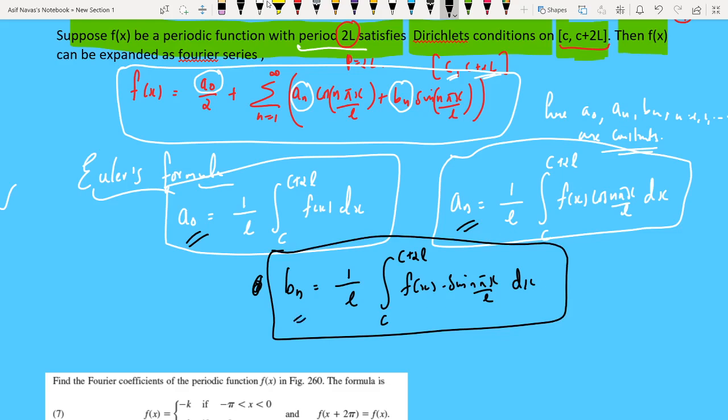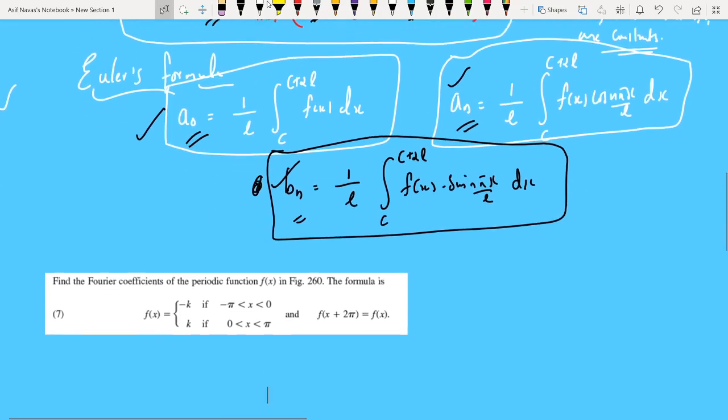If we know a naught, a n, and b n, then we can write the Fourier series of any function f of x. Have you completed this? You noted down what the Fourier series is and how to find a naught, a n, and b n. These are the formulas. Now we will do a problem.